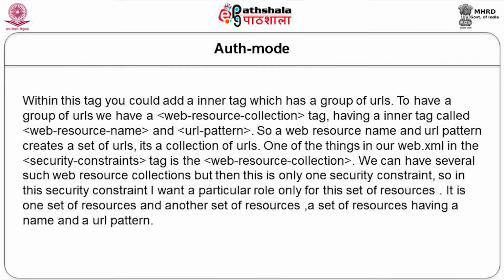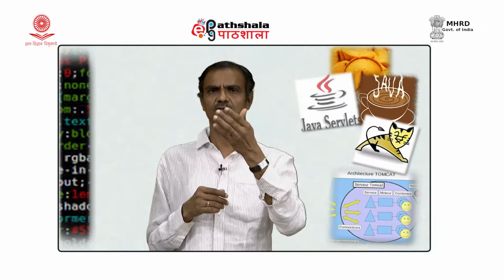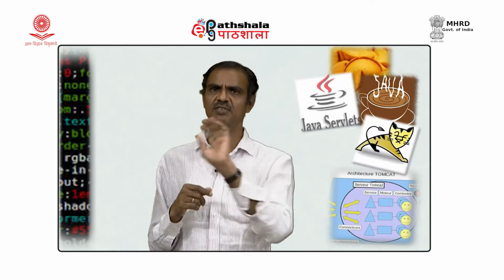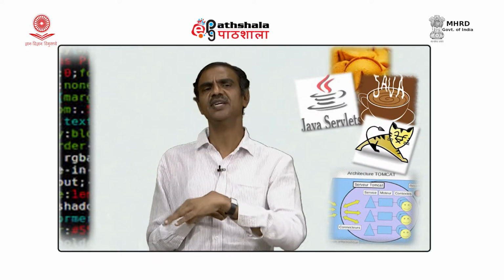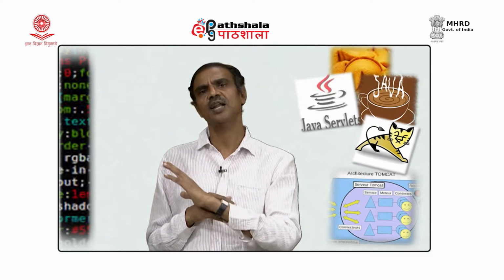Within the security constraint, you could put an inner tag to have a group of URLs, fine. To have a group of URLs, we have web resource collection. We have a web resource collection tag having inner tags called web resource name and URL pattern.